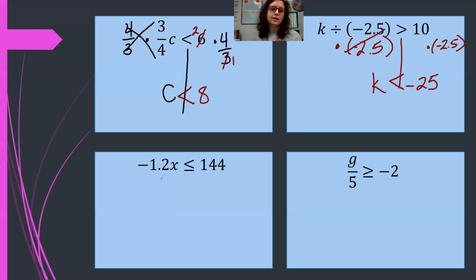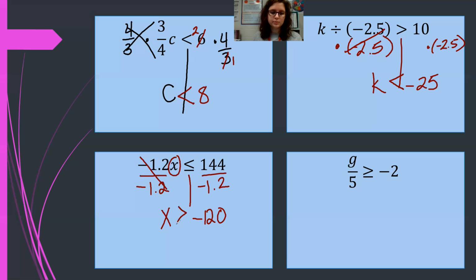Okay, we have multiplication with decimals. I undo multiplication with division, divided by negative 1.2, divided by negative 1.2. This side cancels, so we have x. 144 divided by 1.2 is 120. A positive divided by a negative is a negative. I divided by a negative number, so my sign flips over.